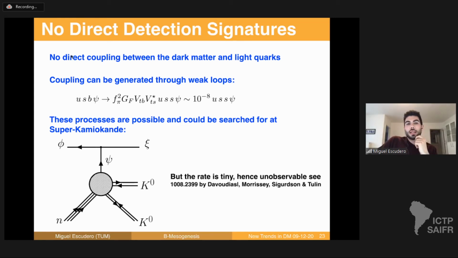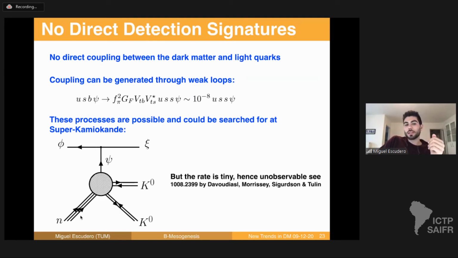So on the detection side, in the dark matter part, unfortunately, there are no direct detection signatures, and the reason is that there are no direct couplings between dark matter and light quarks. So we don't have a typical WIMP-like scattering signal. The dark matter particles could interact with lighter quarks via loops, and this is strongly suppressed.